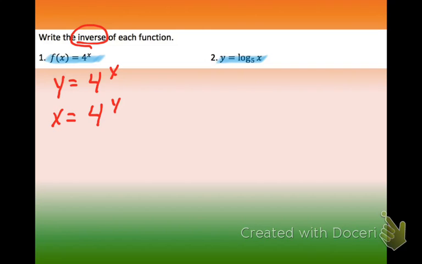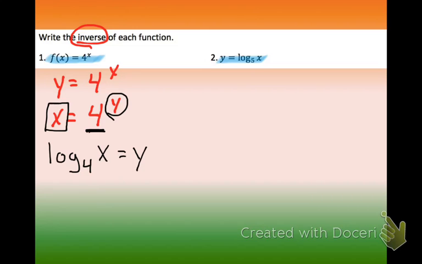Now the only way to solve this for y, because that's the next step, is you have to use a log. So you're actually going to write log. Our base here is 4, so it's going to be a little 4 down on the bottom. Our number on the other side is going to be x, and that's going to equal y. So we have log base 4 of x equals y. That is the inverse function of f of x equals 4 to the x.